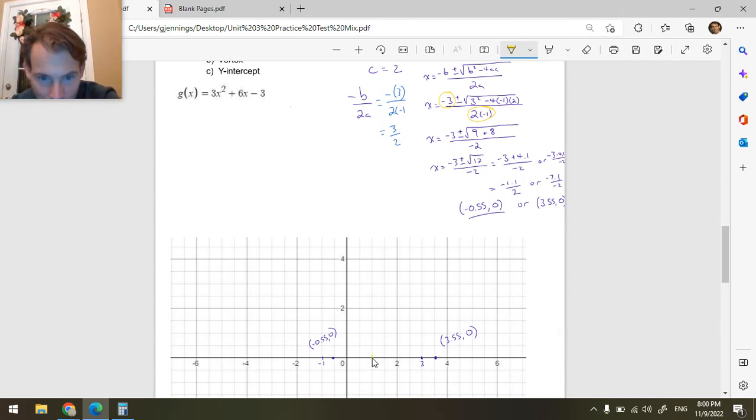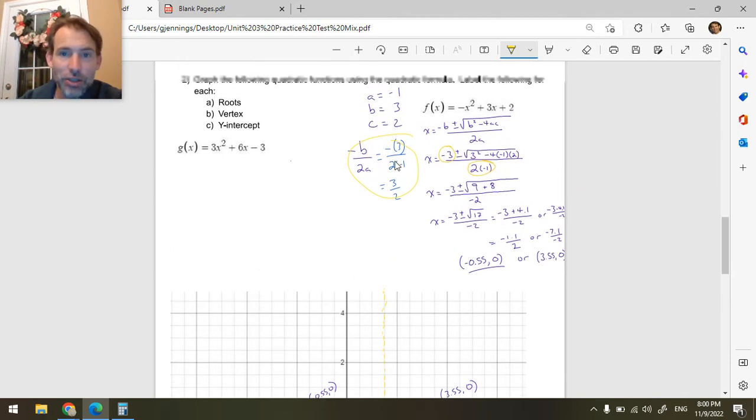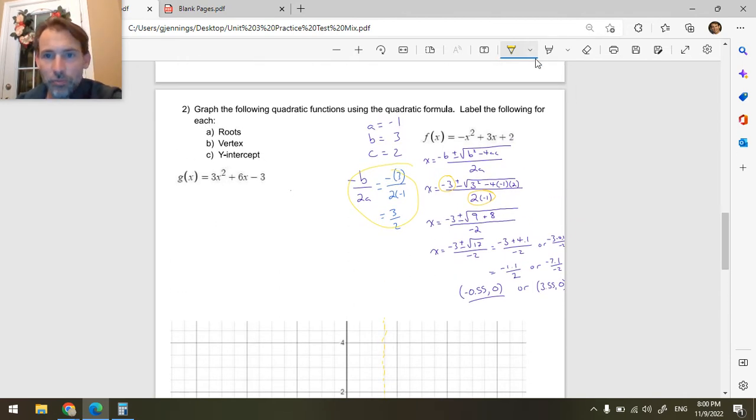So here's 1 on my graph. 1 and 1/2 is this line here. And I know that the axis of symmetry is that line because the vertex is on that line, because that's what negative b over 2a told me. Now, let's use that fact to find the y value of this vertex.